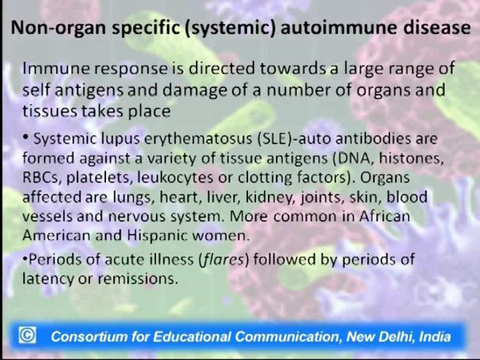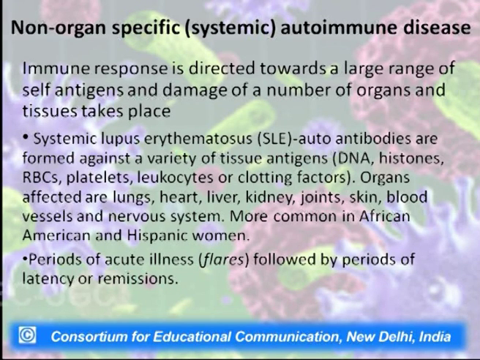Now, with this we come to the non-organ specific or systemic autoimmune diseases, where the immune response is directed towards a large range of self antigens and damage of a number of organs and tissues takes place. It is systemic in nature and occurring in the entire body.